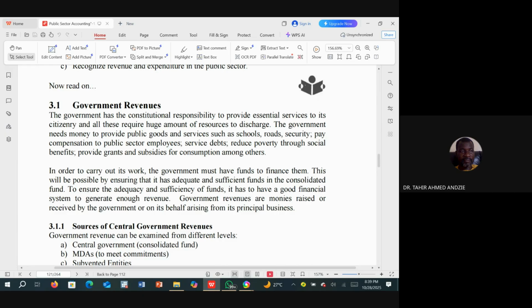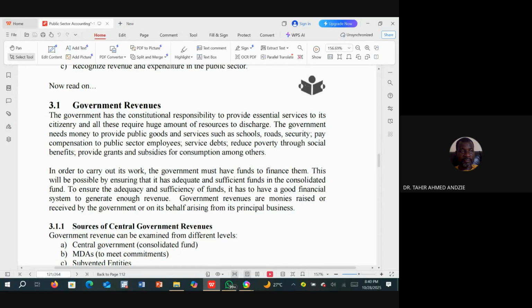Public goods are things made available for every citizen, irrespective of your age, your gender, your tribe, whatever. Okay, so public goods and services such as schools, roads, security, pay compensation to public sector employees, service debts, reduce poverty through social benefits, provide grants and subsidies for consumption, among others. These are things we are all aware of.